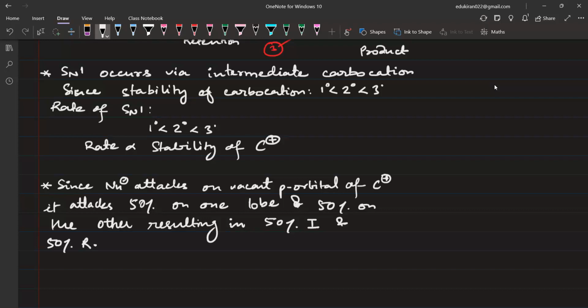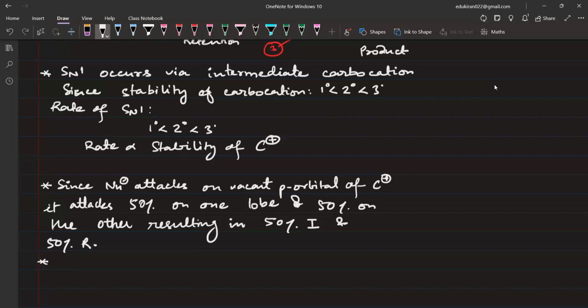In the mixture that we are going to get, both of these, 50% inversion and retention, will be happening. This reaction will happen in one container, and the container will contain 50% inverted product and 50% retention product. Now, this mixture of 50% inverted and 50% retention product is known as the racemic mixture, and the process is known as racemization.